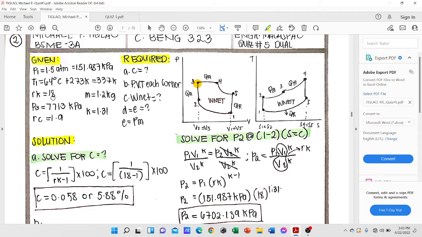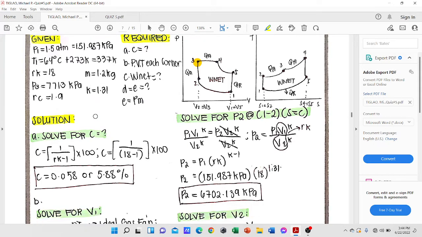Then our Rk is 18. Pressure 3 is 7,713 kilopascal. Our Rc is 1.9. Then the mass is 1.2 kilogram. Then k is 1.31.